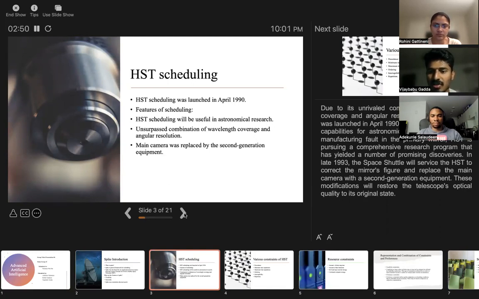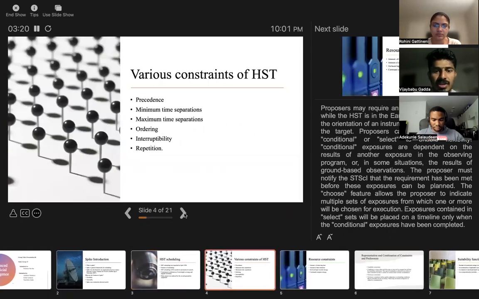Despite a manufacturing fault in the primary mirror, HST is pursuing a comprehensive research program that has yielded a number of promising discoveries. In late 1993, the space shuttle will service the HST to correct the mirror's figure and replace the main camera with second generation equipment. These modifications will restore the telescope's optical quality to its original state. Next slide, please. Now we're going to see the various constraints of the Hubble Space Telescope.